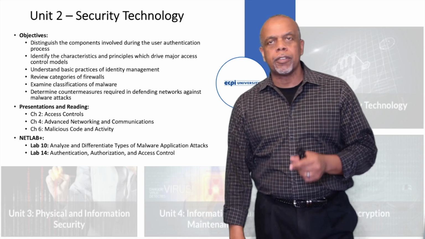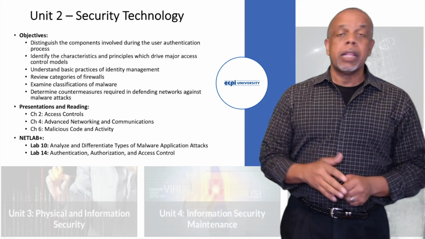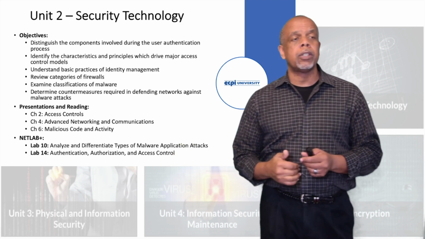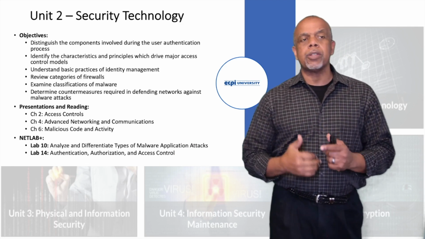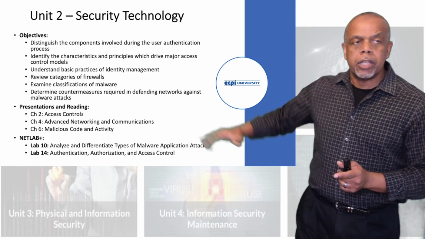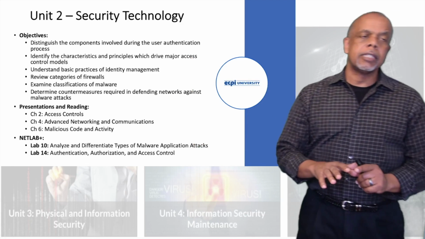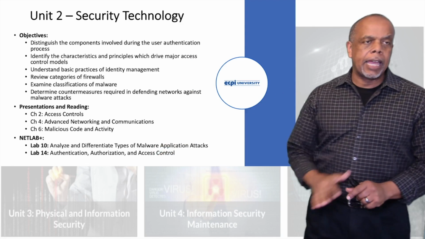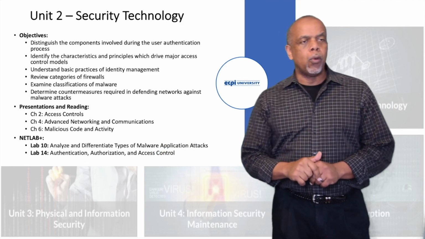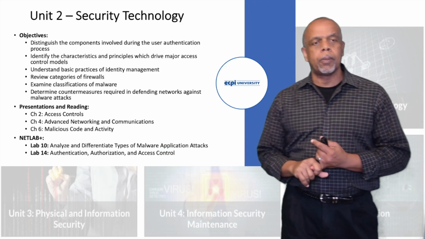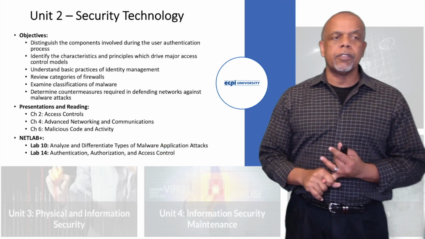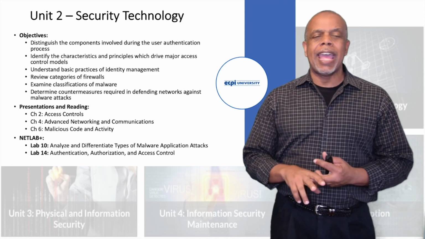Also, we're going to talk about different classifications of malware, that's malicious software, if you're not familiar with that term, and some different types of countermeasures that we use to defend networks. Again, chapters 2, 4, and 6 are your reading and your presentations, and there's a couple of NetLabs, labs 10 and 14, that get more into AAA. When we say AAA, we're talking about authentication, authorization, access control.